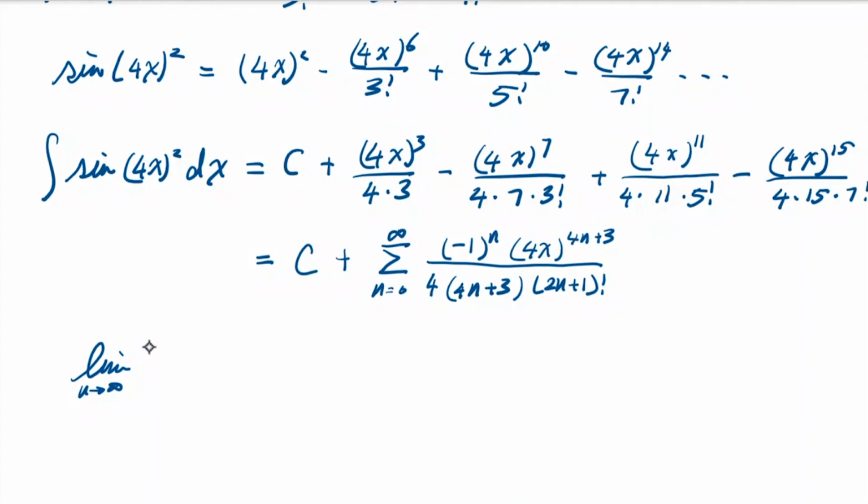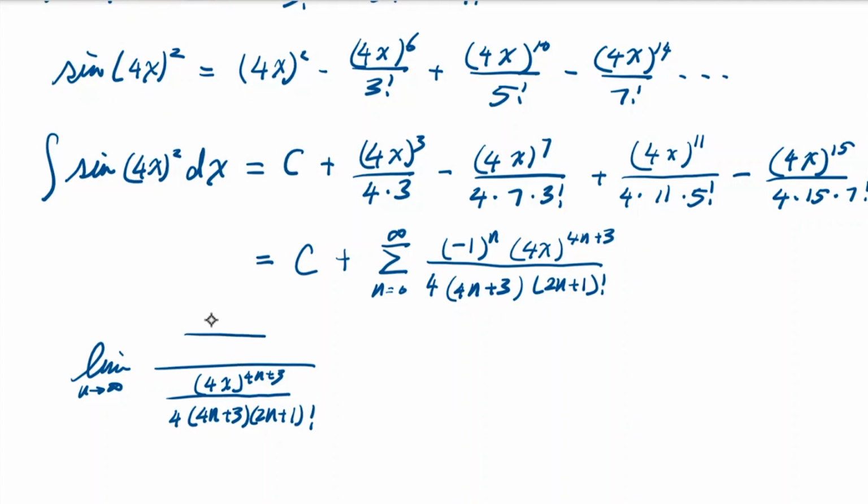Limit, absolute value. Oh my God, let's write that ugly thing. 4x for n plus 3 over 4 for n plus 3 and 2n plus 1 factorial. So numerator, we would have 4x, 4n plus 7. Would that be too much? And then here's 4, and then 4n plus 7 here, and then 2n plus 3 factorial. Y'all follow?